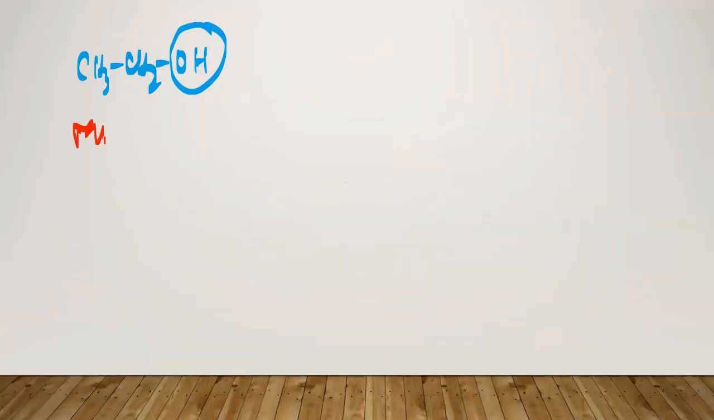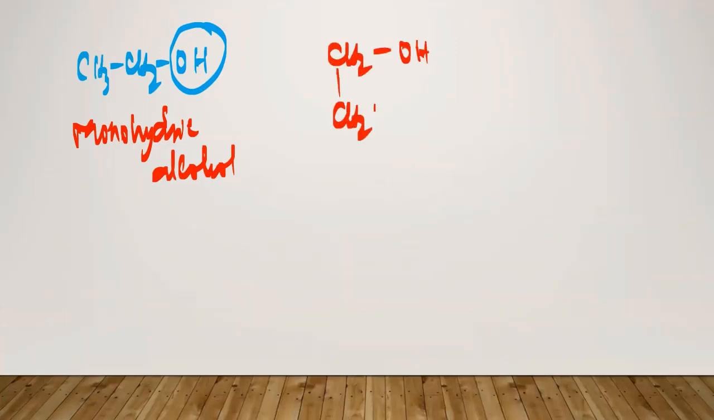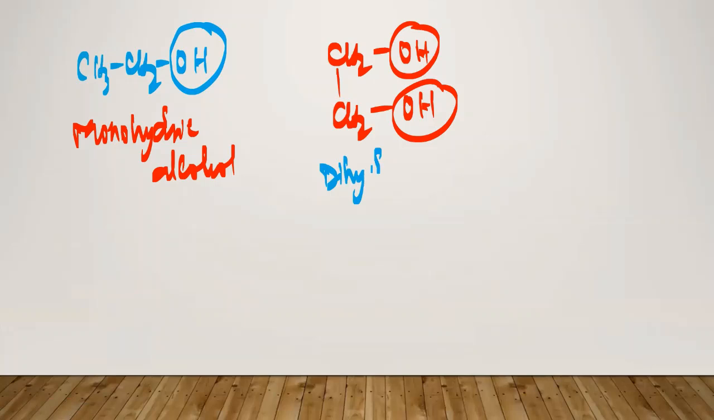So let's take an example here. If you talk about this simple thing, CH3CH2OH, this is my aliphatic alcohol, and it contains only one OH group. So when it contains only one OH group, you should understand that it is a monohydric alcohol. Now look here, my dear friends, CH2CH2OH OH. This is also my aliphatic alcohol, but it contains two OH groups. So when it contains two OH groups, you should say that it's a dihydric alcohol.